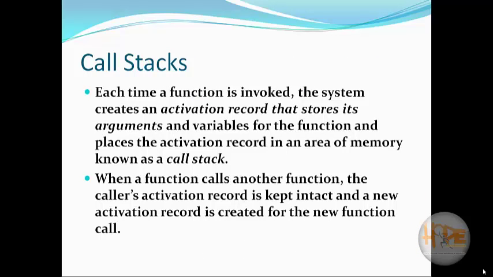Now we see the main topic of function, called call stacks. Each time a function is invoked, the system creates an activation record that stores its arguments and variables for the function and places the activation record in an area of memory known as a call stack. When a function calls another function, the caller's activation record is kept intact and a new activation record is created for the new function call.